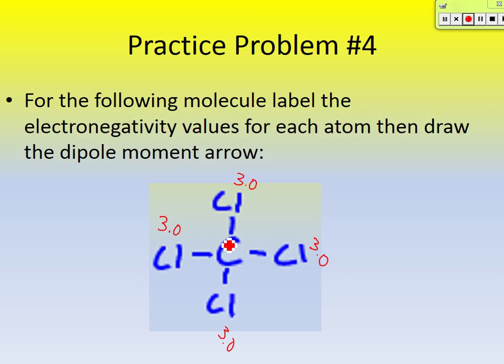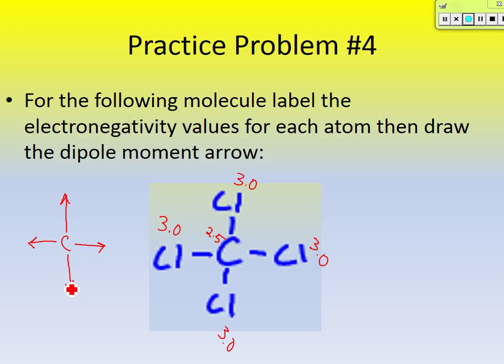Carbon is what? 2.5. Now, the electrons are going to be pulled closer to the chlorine or the carbon? To the chlorine. So, I'm just going to draw the arrows here. It's going to go to the left on this bond. Let's look at this bond now. Which way? Up. What about this bond? Right. The electrons are getting pulled toward the chlorine, so it's going to go toward the right. And what about this bottom one? It's going to be pulled toward the chlorine, which is down.